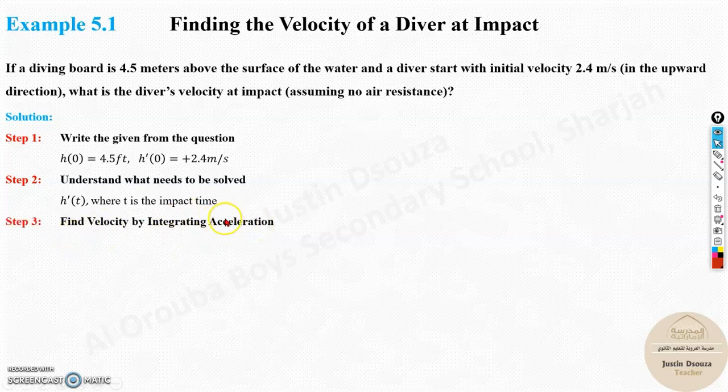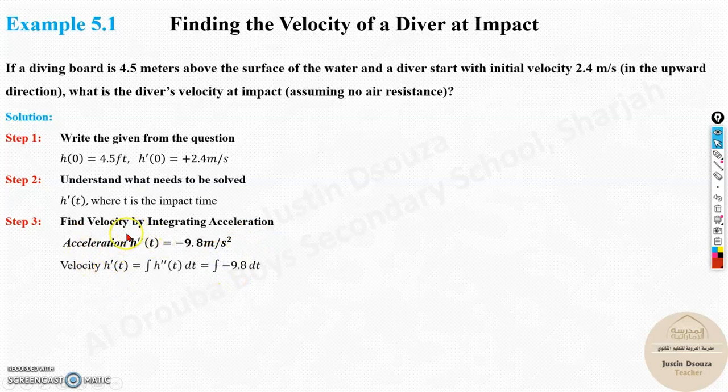Now we find the velocity by integrating acceleration. I hope you all know what the acceleration is over here. See, here position is h, velocity is the derivative of it, so h dash. Acceleration is the double derivative, h double dash. Now you must know this by now. Acceleration due to gravity is negative 9.8 meter per second square. We have already used this before. If you have forgotten, no worries. Minus because it acts downwards, and this is a constant 9.8 meter per second square.